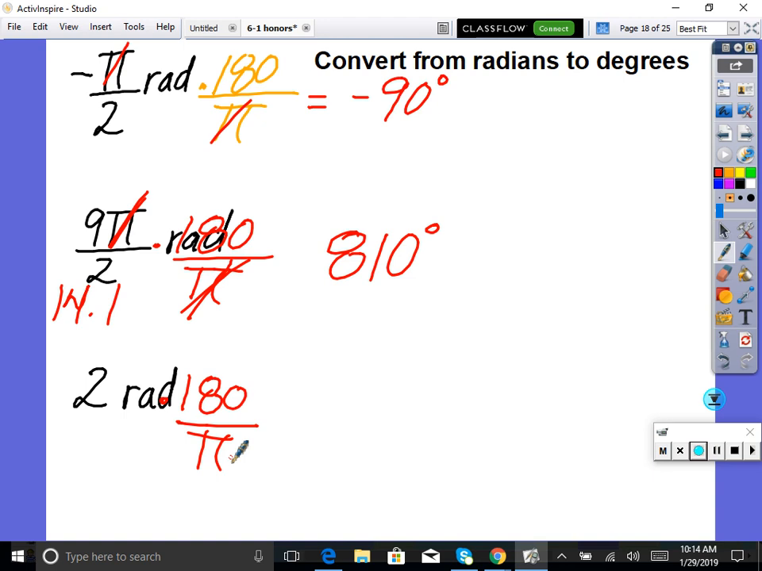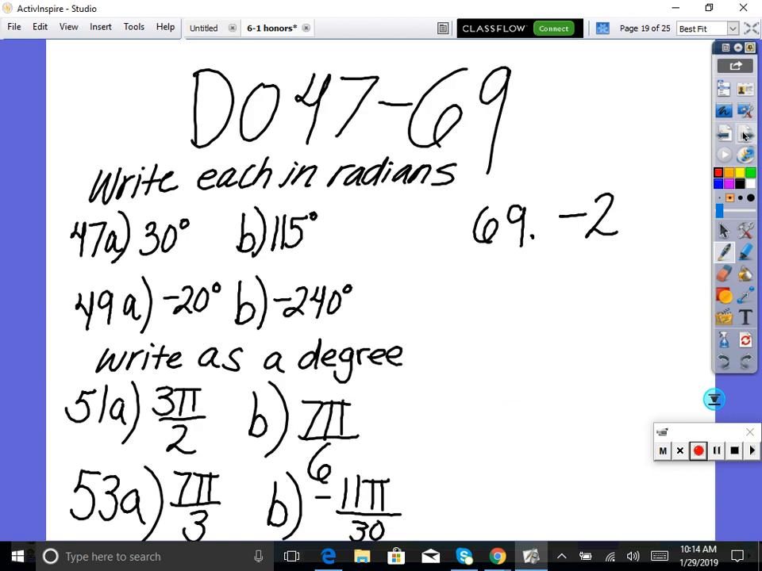Do you see the difference? So that's 114.59 degrees. So don't let pi radians versus just radians mess you up. There's still a pi in there, it's just been calculated in. Okay, awesome. Do some of those on the homework for a second.